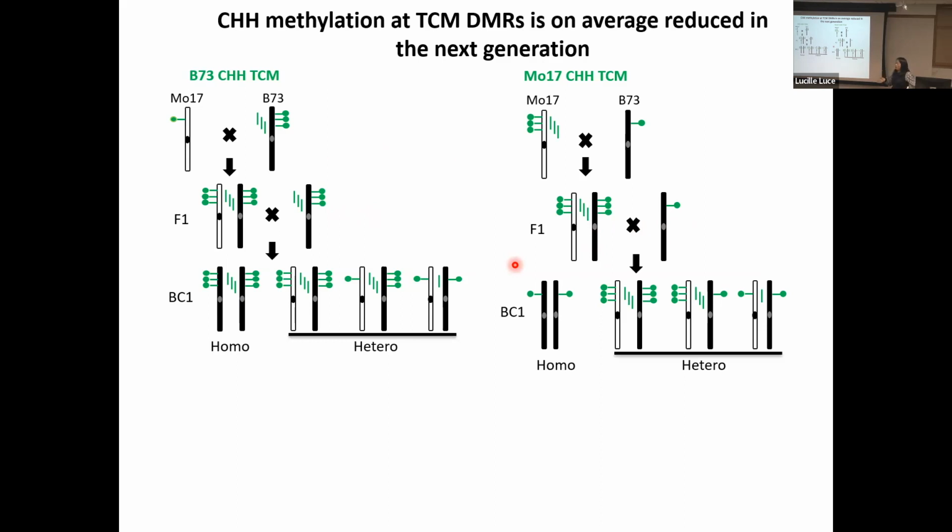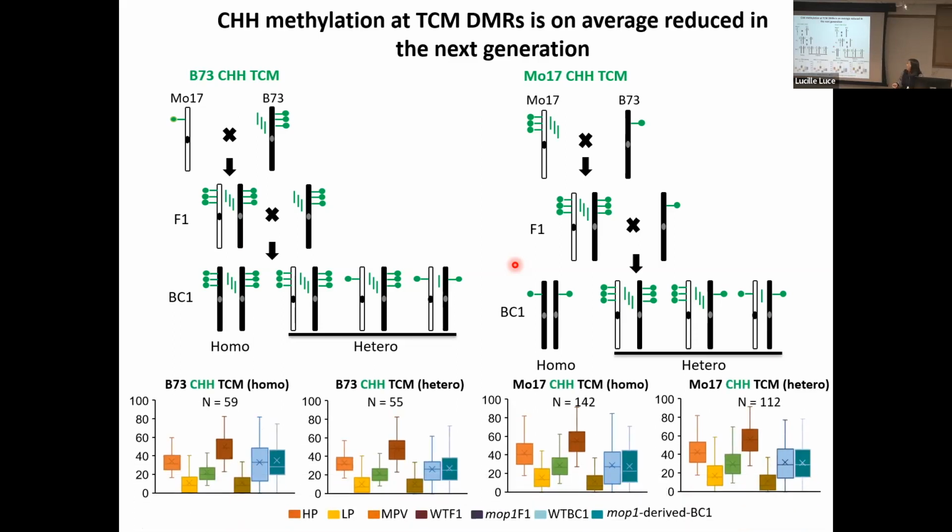Our overall conclusion is that CG and CHG methylation are overall better maintained in the next generations. But for CHH methylation, even if you gain methylation after hybridization, in the next generation the methylation is reduced again. So the maintenance is not very stable. This is the overall data. Different genotypes are very complicated, but overall we found CHH methylation is not well maintained in the next generations.